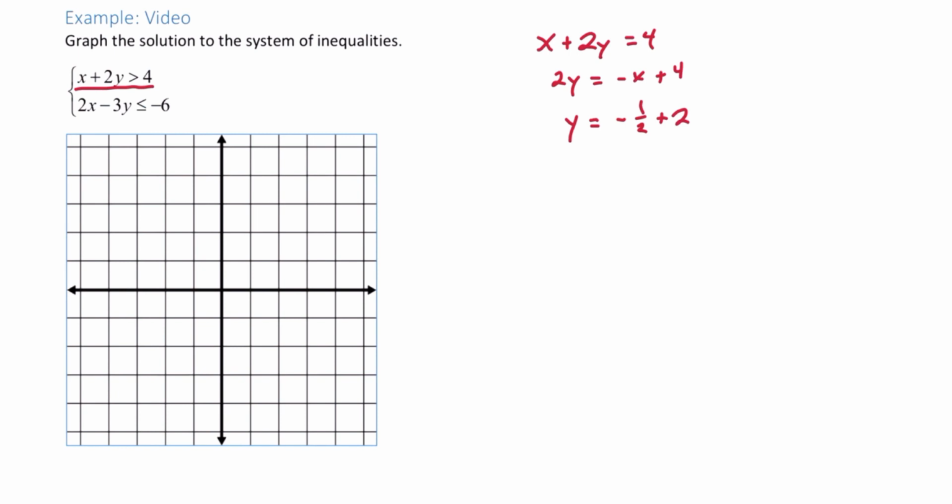The y-intercept there is 2. The slope is negative 1/2. So down 1, right 2, down 1, right 2, or up 1, left 2. Notice the original inequality is strictly greater than, so this is a dotted line.